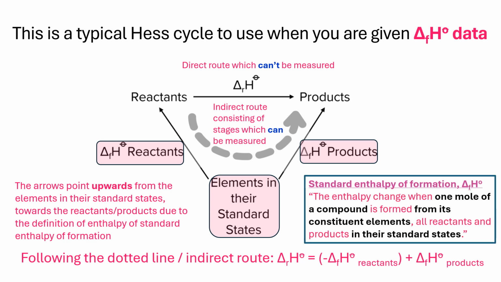So remember, what you're trying to do in your Hess cycle is adhere to the definition for standard enthalpy of formation. So it's 1 mole of a compound formed from its constituent elements, all reactants and products in their standard states.